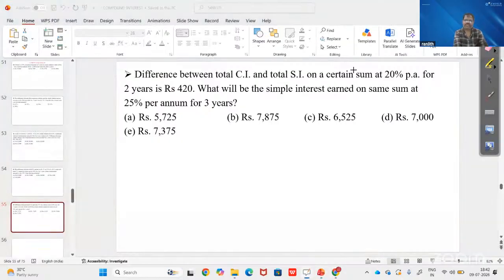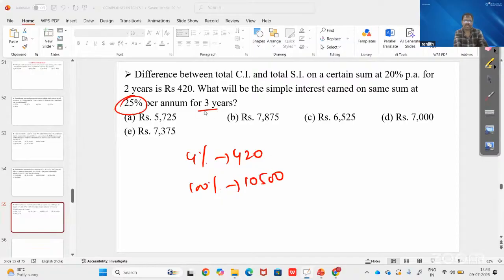So the difference we know is 4 percentage, 4 equals 420, then 100 percentage will be equal to 105,000. What is being asked: 25 percentage for 3 years? So SI equals PTR. 20 into 3 gives 25, so we can go with 3 by 4. So 105 into 3 equals 315 divided by 4.